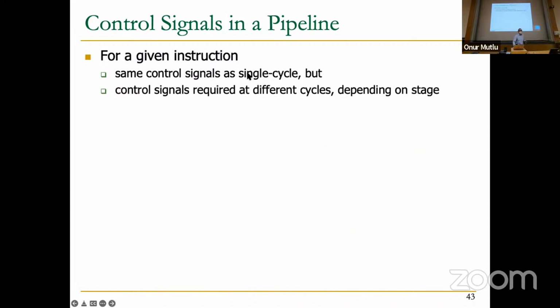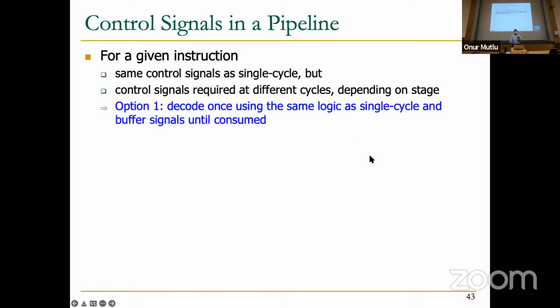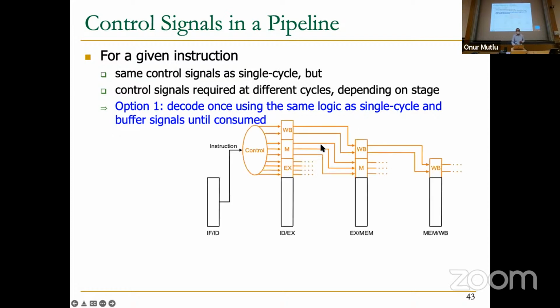So basically, control signals are the same as single cycle machine for a given instruction, but control signals are required at different cycles depending on stage. Hopefully that's obvious. And there are multiple options to do this. One option is you can decode once at the decode stage using the same logic as single cycle and buffer the signals until they're consumed. This is best seen as pictorial like this. In the decode stage, you have control logic that decodes the instruction and partitions the control signals as control signals that will be needed in this stage, execute stage, in the memory stage, and the write back stage. And you basically propagate the control signals to the appropriate stage and get rid of the control signals that you don't need anymore. This is what your registers kind of look like in that case.